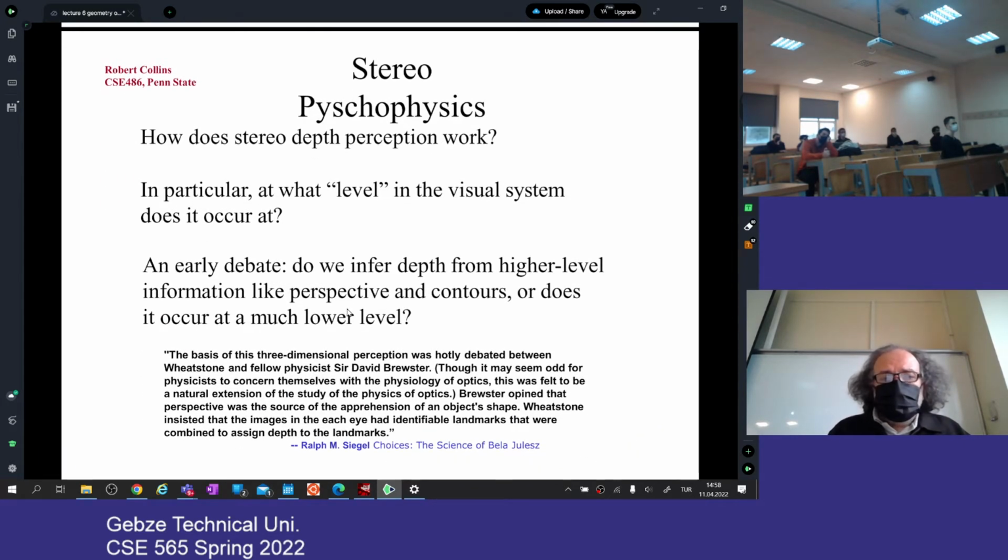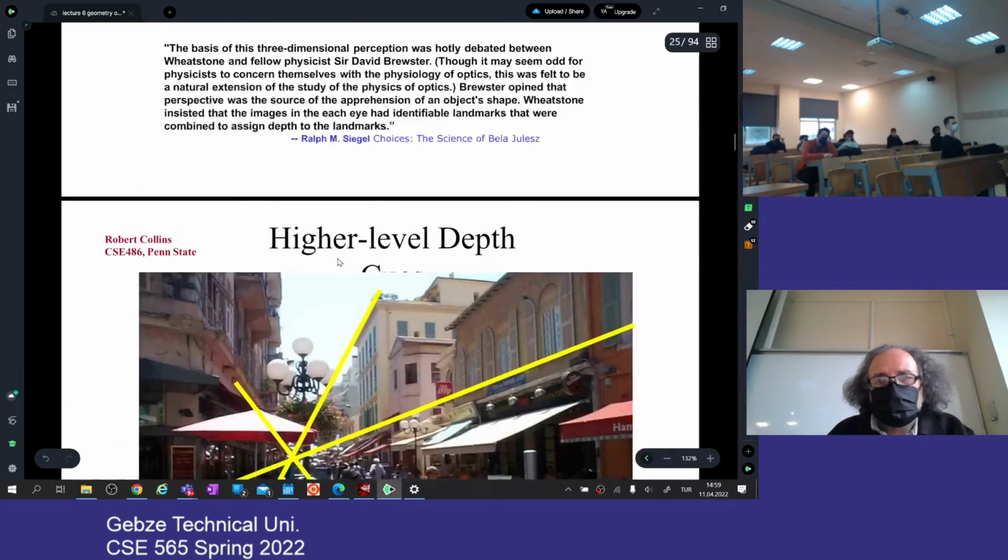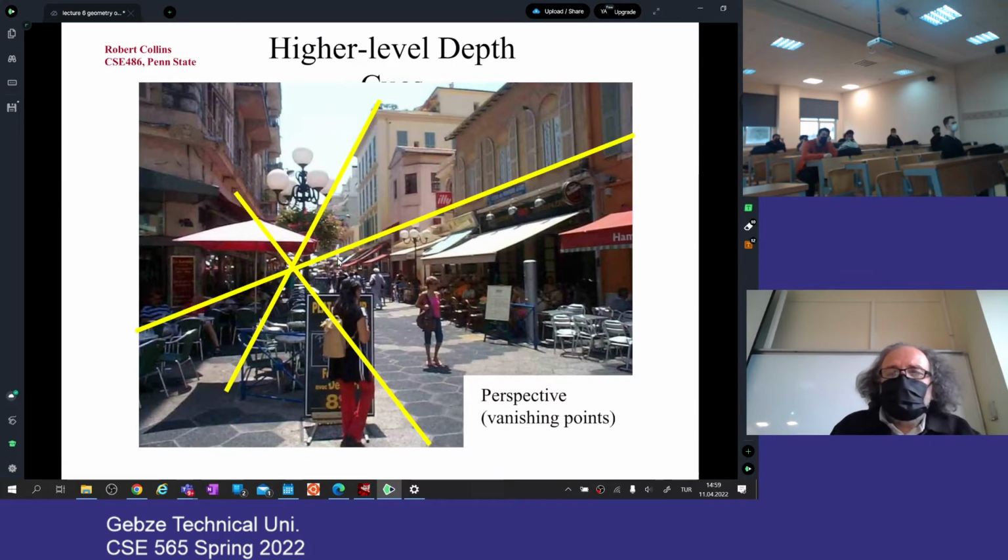Okay, so we know that using two eyes helps us understand the depth. And I know that estimating the depth is not just because we have two eyes. There is other information about the depth, and people in the 1960s started talking about this. How does stereo depth perception work? Is it about high level information, or is it about the information from the smallest part of the image, from the pixels? Some people say that we estimate the depth because of these kinds of features.